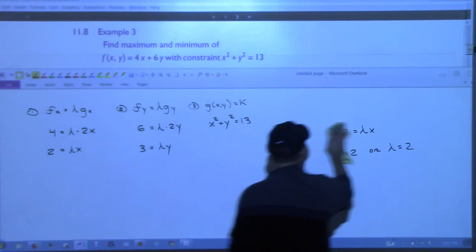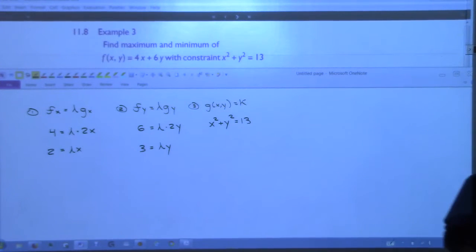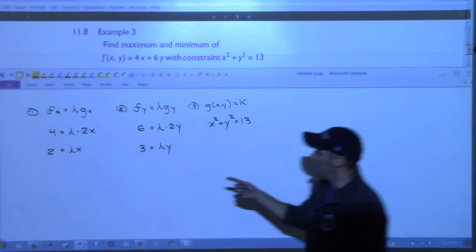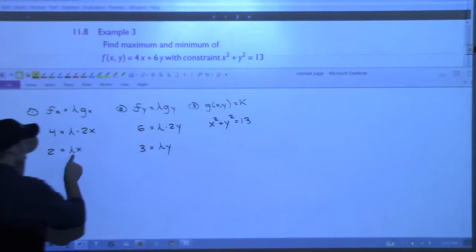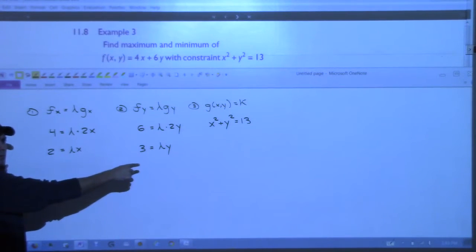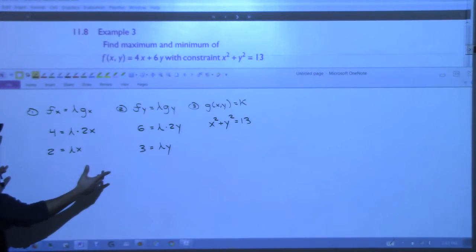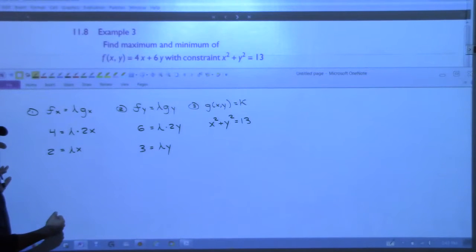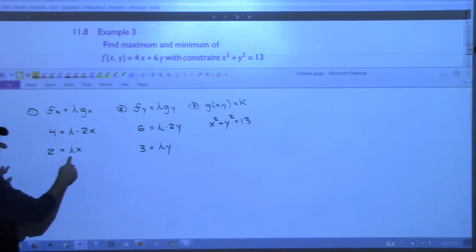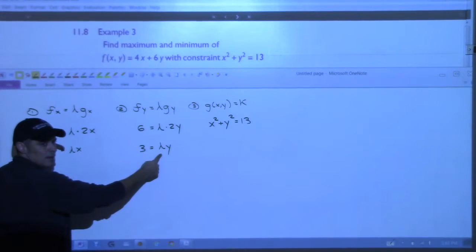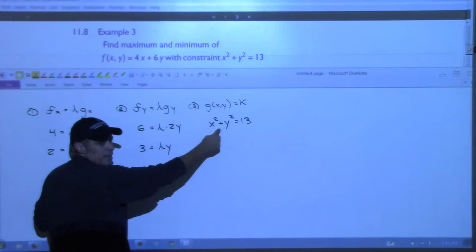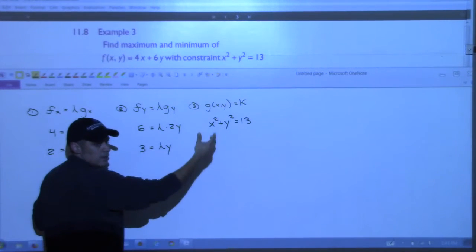Any ideas? If you divide one of the variables over, so like say you get 2 over x equals lambda, and you plug in that lambda to the other equation? So you mean solve this one for lambda, and then take that and plug it in here? Yes. You could do that. Or could we solve this for x, and solve that for y, and then plug both of those into here, and then you'll have just lambdas in there? Is that what you're saying? Yeah, you could do that too.